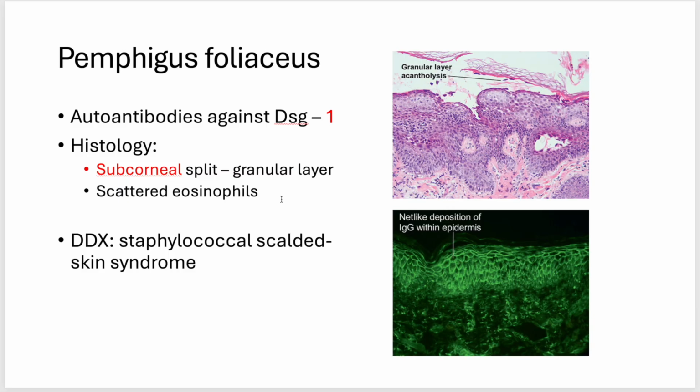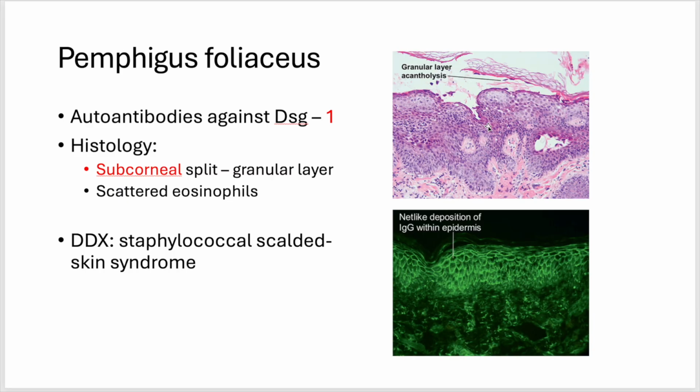A really important differential diagnosis is staphylococcal scalded skin syndrome, or people call that SSSS or 4S. Those two disorders both can show subcorneal blisters and erosions, but 4S syndrome is toxin-mediated, not immune-mediated. The bacteria are generating those toxins and causing this separation. So you will not see acantholysis, and you will not get a positive direct immunofluorescence finding in 4S.